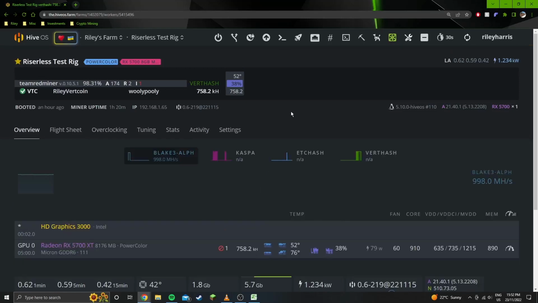I tried to use the memory tweak command and it had no effect on this GPU on this algorithm, so yeah, that was a bit unfortunate, but I went ahead and tested this anyway.